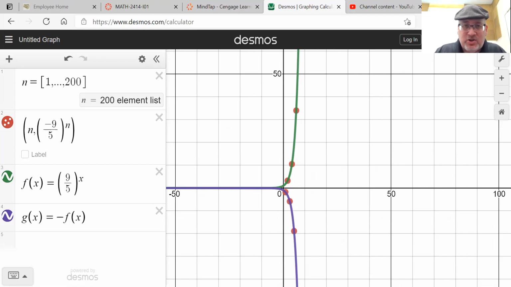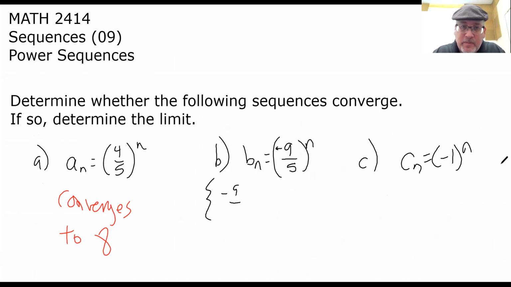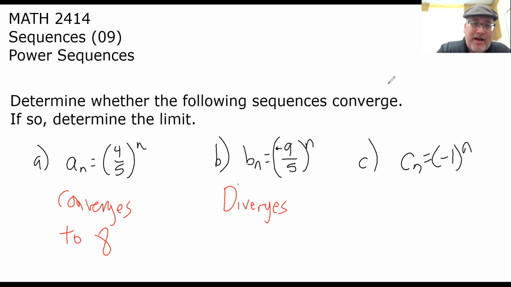So what does that mean in terms of convergence? Well, it means it doesn't. In fact, if we wanted to say anything, well, the easiest thing to say is that it diverges. And you don't have to clarify how, but I'm going to be creative and say that it is infinitely oscillatory.